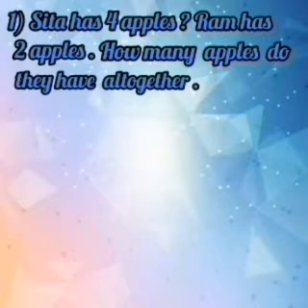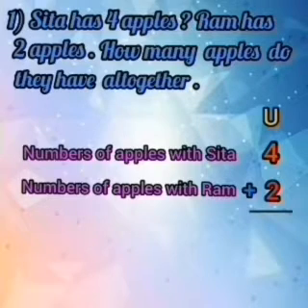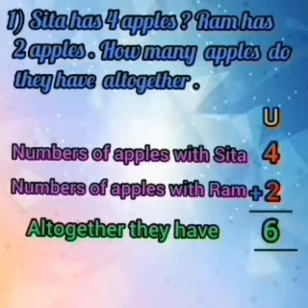Sita has 4 apples. The number of apples with Sita is 4. Ram has 2 apples. The number of apples with Ram is 2. 4 plus 2 is 6. Altogether they have 6 apples.